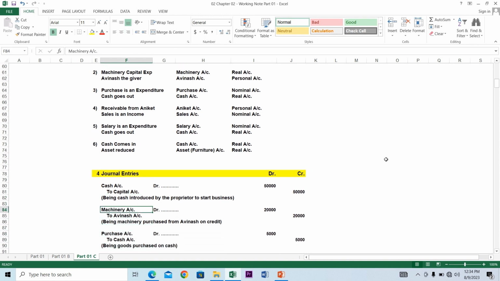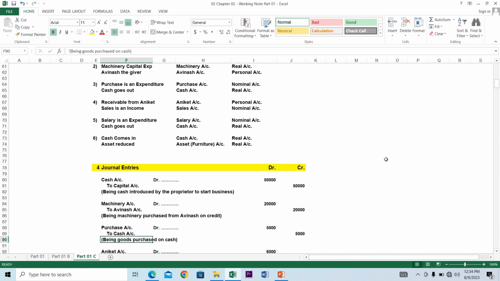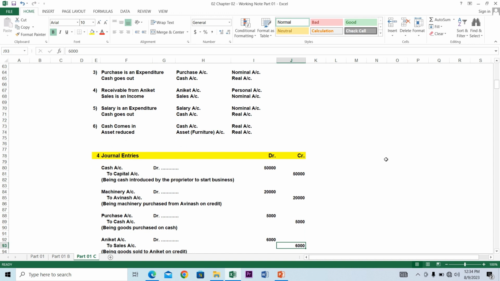Now machinery purchase from Avinash, machinery account and Avinash account. The machinery account debit 20,000 to Avinash account 20,000. Being machinery purchased from Avinash on credit. Now purchase account to cash account. Being goods purchased on cash. Purchase account debit 5,000 to cash account 5,000.